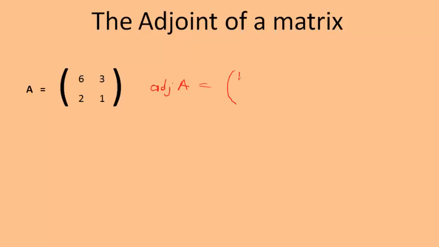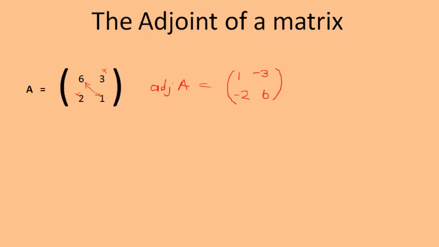So what we need to do is switch the leading diagonal. Notice I've done 1 and 6, and then change the sign on the other diagonal. Notice it becomes negative 3 and negative 2. So what you need to remember is, you look carefully, you need to switch the leading diagonal. So 1 and 6 will be switched, and then what you need to do is change the signs along the other diagonal.